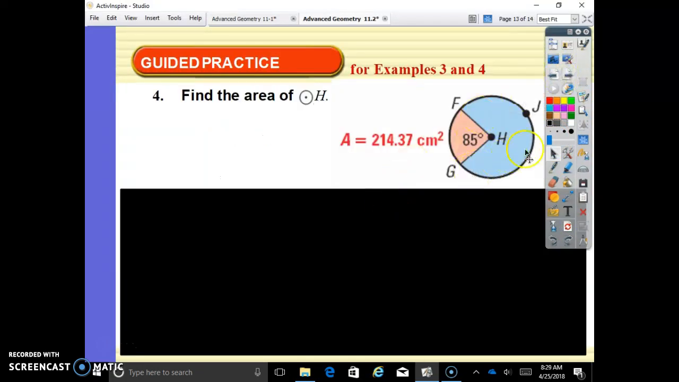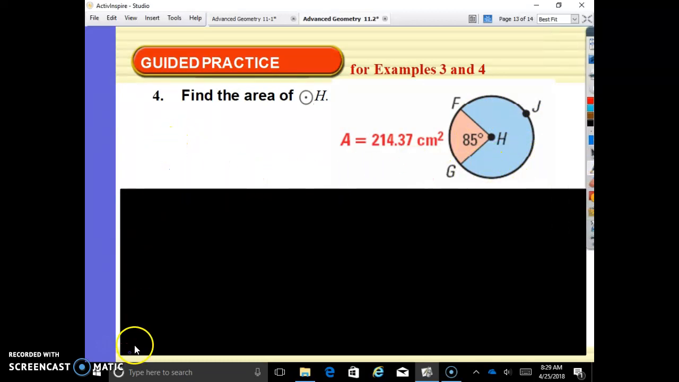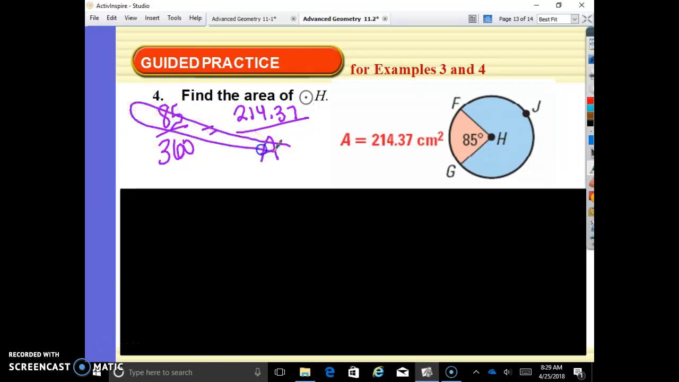Find the area of circle H. Once again, pause the video and attempt this one on your own. All right, so we are finding the area of the whole thing. So 85 out of 360 degrees has an area of 214.37 out of the whole area. Cross products and solve.